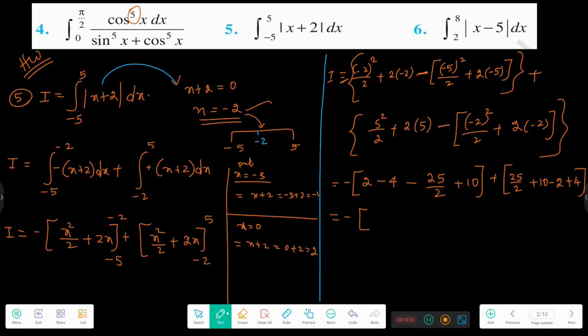Now what am I getting? See children, this is 2 positive. 10 plus 2 is 12. 12 minus 4 is 8, minus 25 divided by 2. Plus, in the same manner here, 14 minus 2 is 12. So plus 12. Now you can simplify it. Take the negative and multiply inside. I get minus 8, and minus in the minus gives plus 25 divided by 2, plus 12. So minus 8 plus 12.